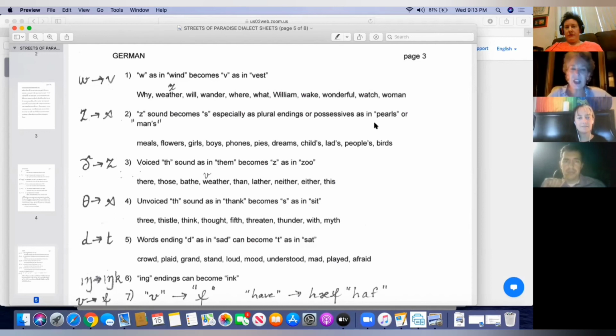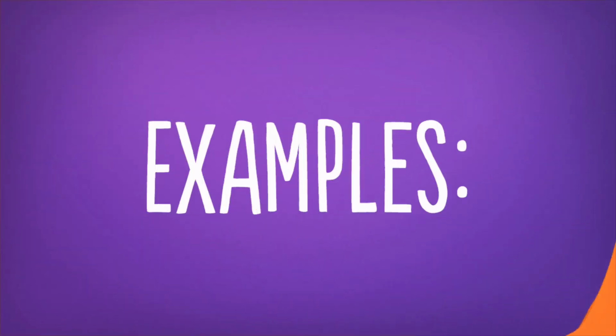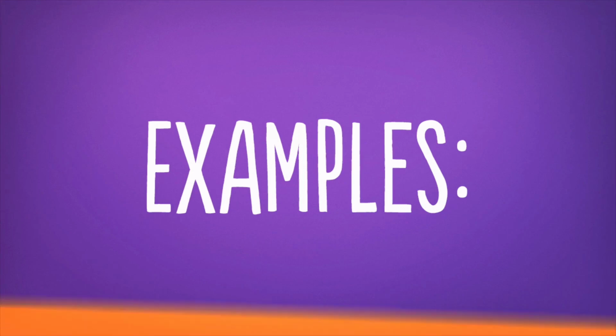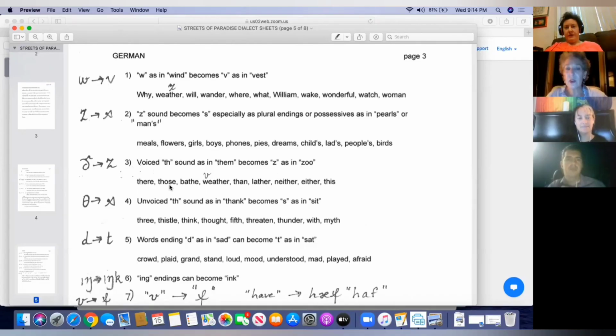Voiced TH sound, like in weather, is a vezer. Becomes a Z. So voiced TH as in them becomes Z as in zoo. So zip. There. Those. Bays. Vezer. Zan. Lazar. Nizer.